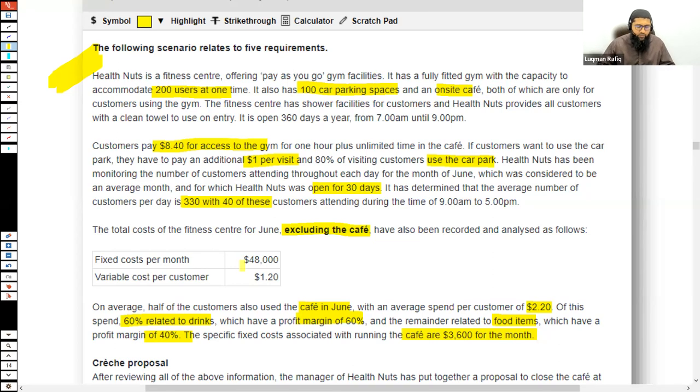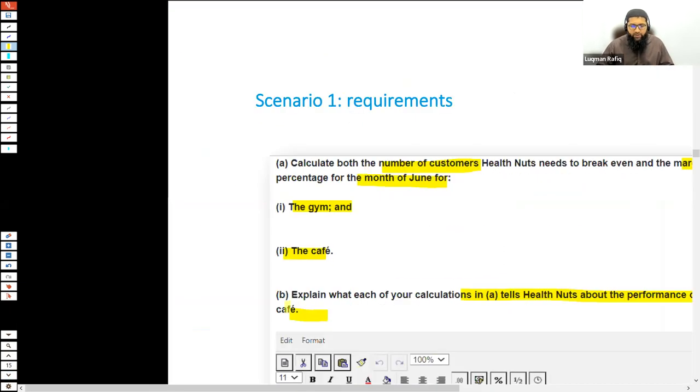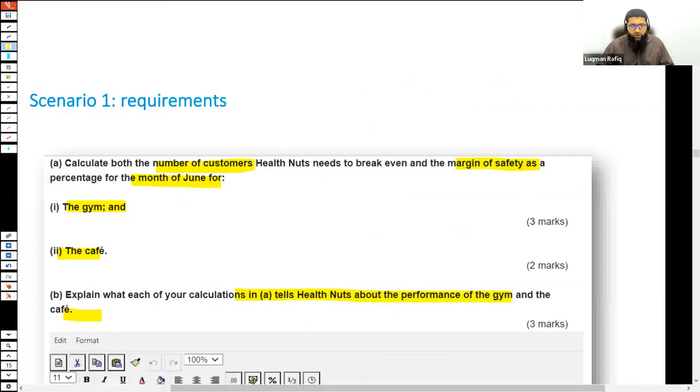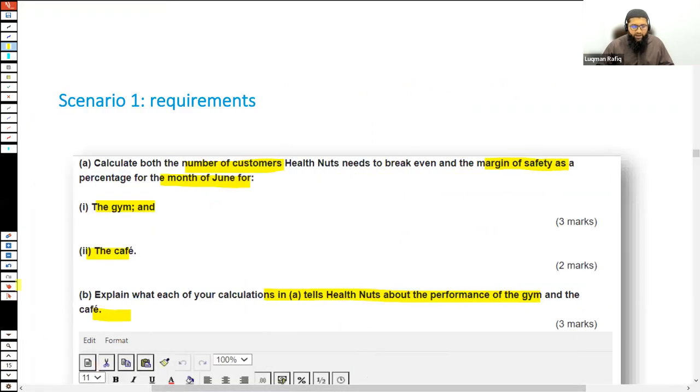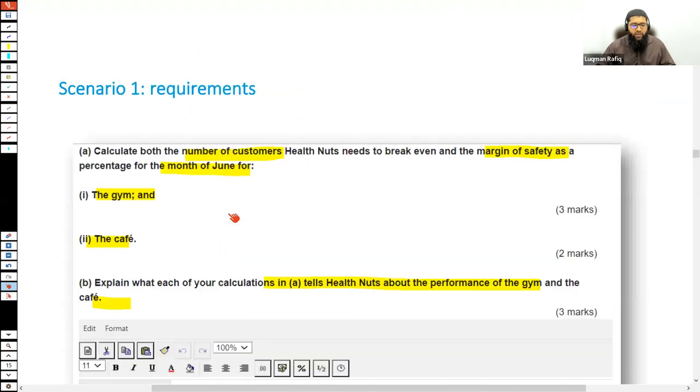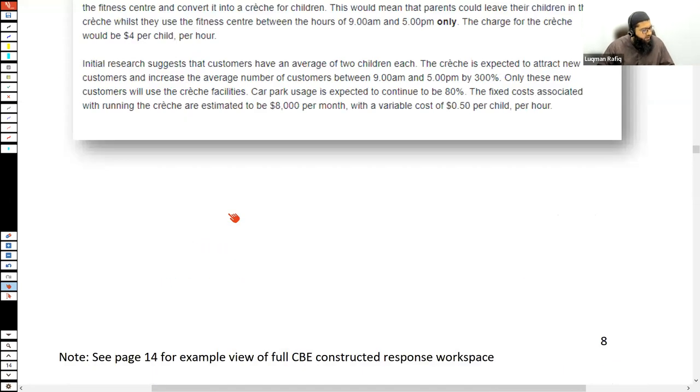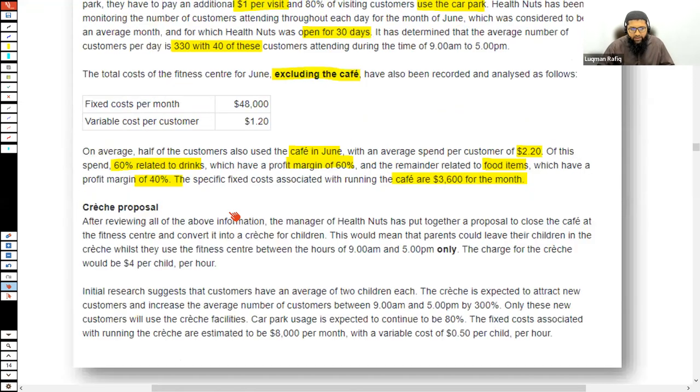That's what it is. Now, what is the question's requirement? It's basically like this. The question says that you have to calculate the number of customers that need to break even and the margin of safety as a percentage for the month of June for the gym and for the cafe. So let's actually have a discussion about the gym, and let's actually have a discussion about the cafe.